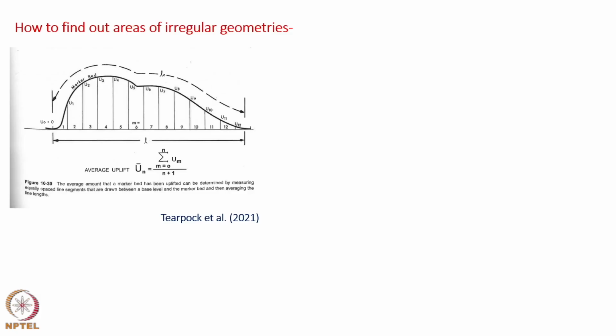So far we have seen the areas of triangles, the areas of parallelograms and the areas of trapezoids and their formulae. Of course, if required we may find out the areas of rectangles or rhombus. Rhombus is a special kind of parallelogram, so the formula for parallelogram will work well for the rhombus. But what about finding out areas of irregular geometries?